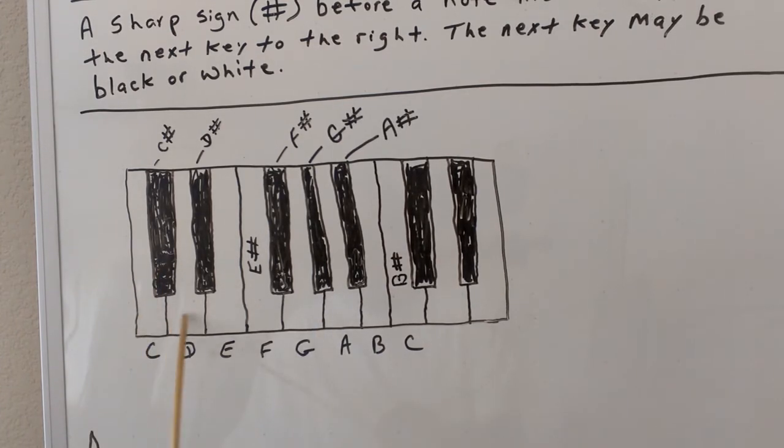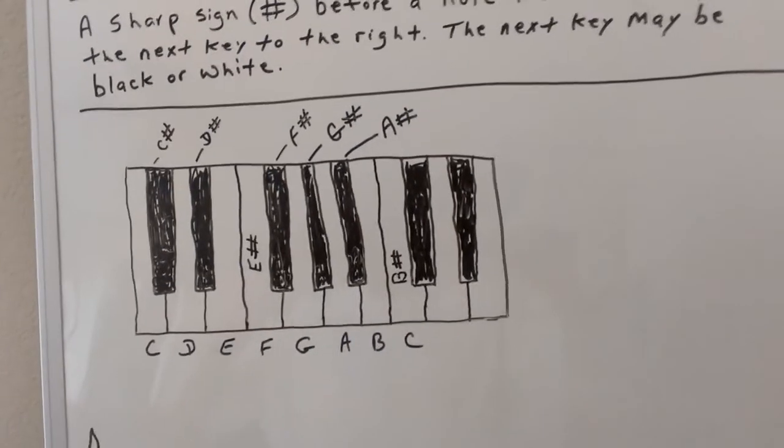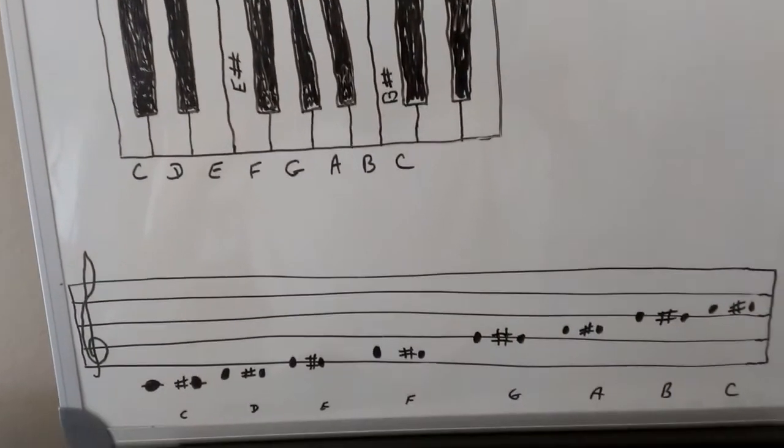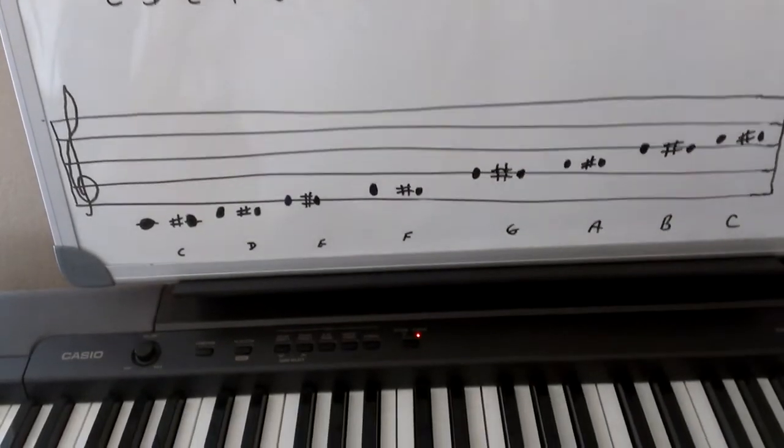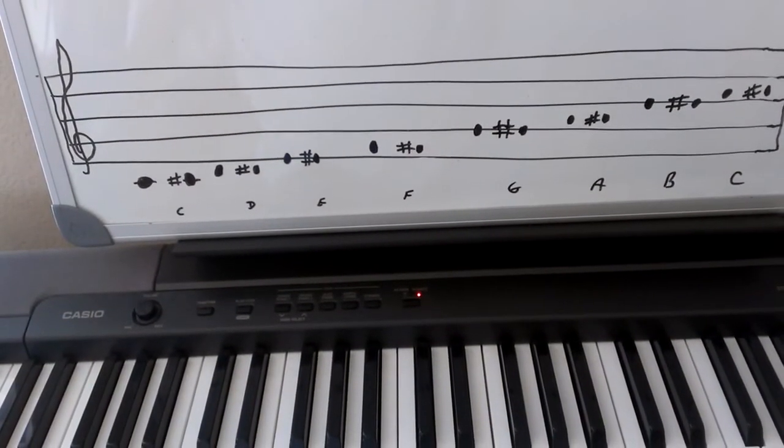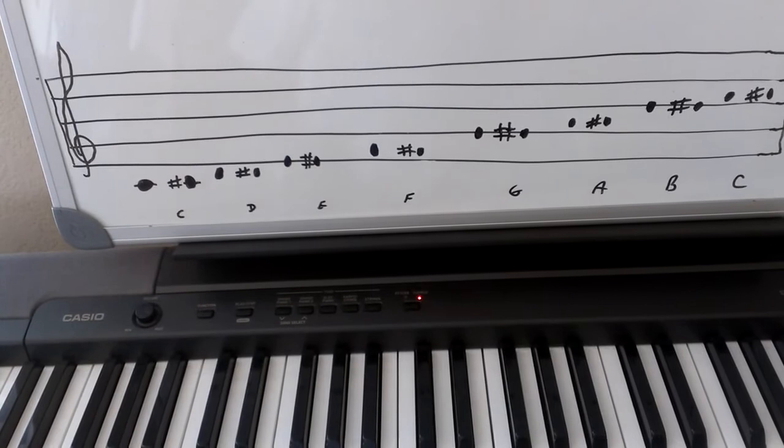C, C sharp, D, D sharp, E, E sharp, F, F sharp, G, G sharp, A, A sharp, B, B sharp. Okay? So I'm going to turn this down just a minute, and we are going to move to the keyboard, and we're going to look at the staff.